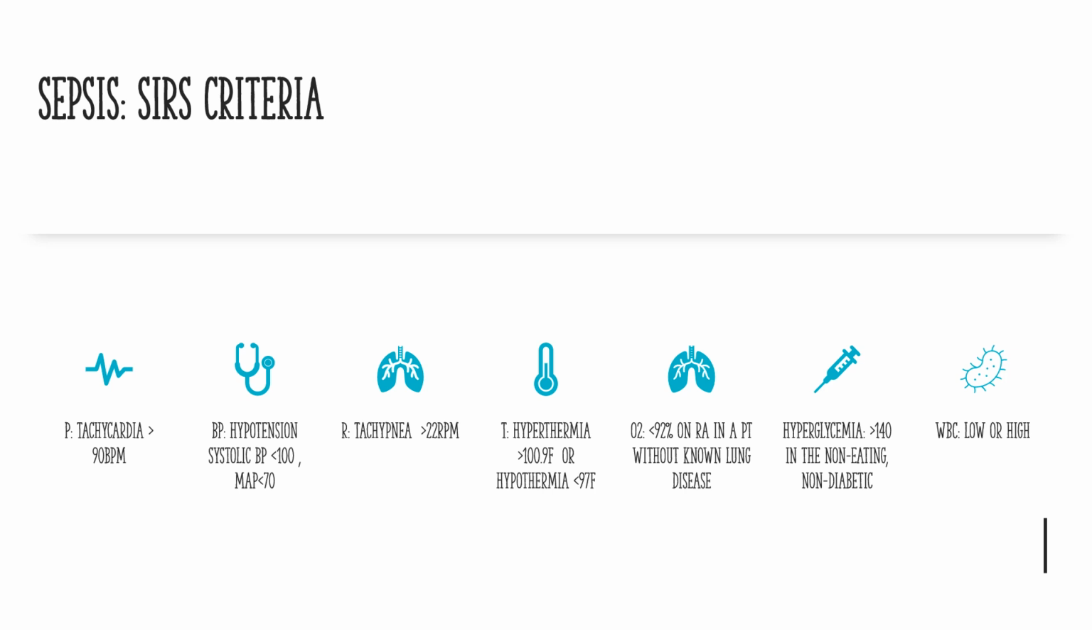The first SIRS criteria, when we're looking at pulse, is a patient who's tachycardic at 90 beats per minute or higher. When you're looking at blood pressure, the systolic is going to be below 100 and the MAP is going to be below 70. And this is not just one value, right? Because I always tell my students and new nurses that I'm training, one value means nothing. This is sustained hypotension, so more than one blood pressure reading. When you're looking at respiratory rate, they're tachypneic at greater than 22 respirations per minute. Hypothermia or hyperthermia, so greater than 100.9 or less than 97 degrees Fahrenheit.